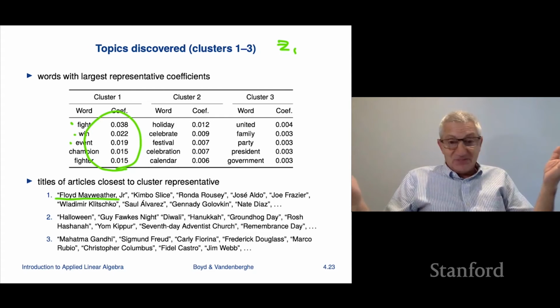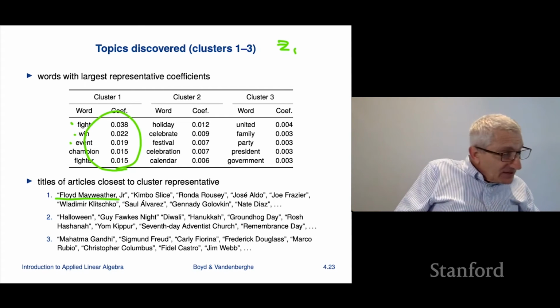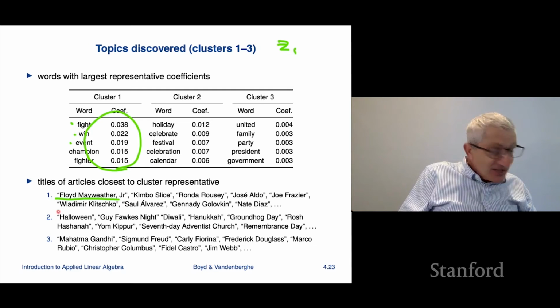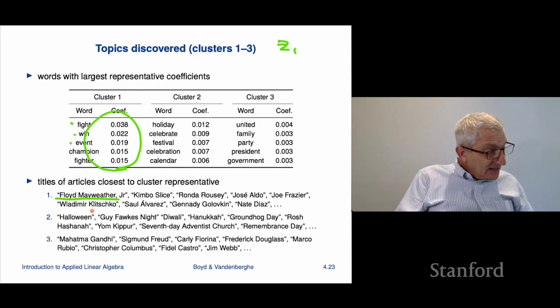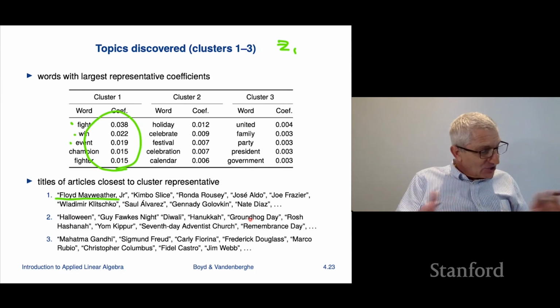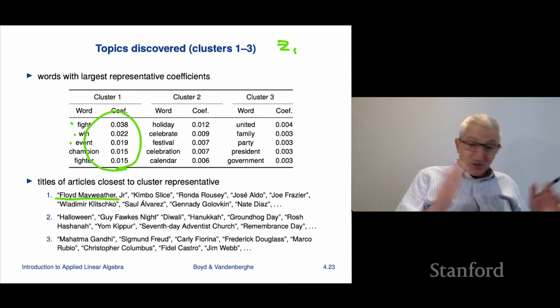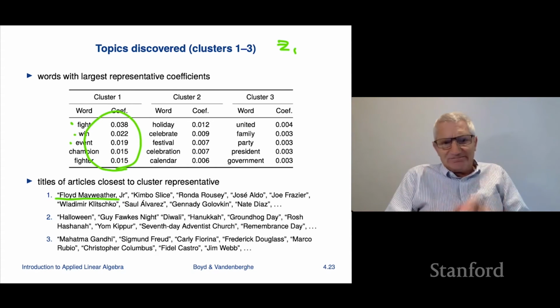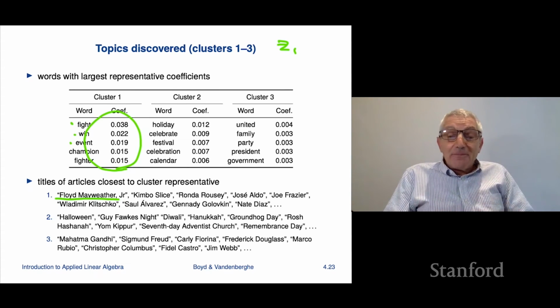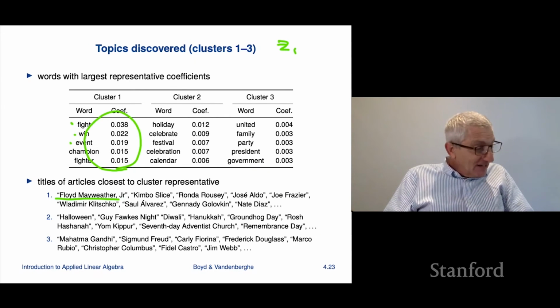So it's clear what this is. Let's look at the articles that are closest to that representative. They are Halloween, Guy Fawkes Night, Diwali, Hanukkah, Groundhog Day, Rosh Hashanah, Yom Kippur, Seventh-day Adventist Church. I don't know how that got in there, but that's fine. Remembrance Day. Okay, fine. So it's kind of cool, and it makes sense. I mean, this makes a lot of sense, right?